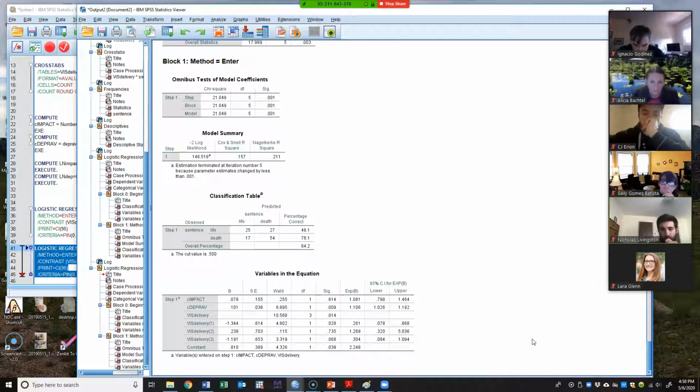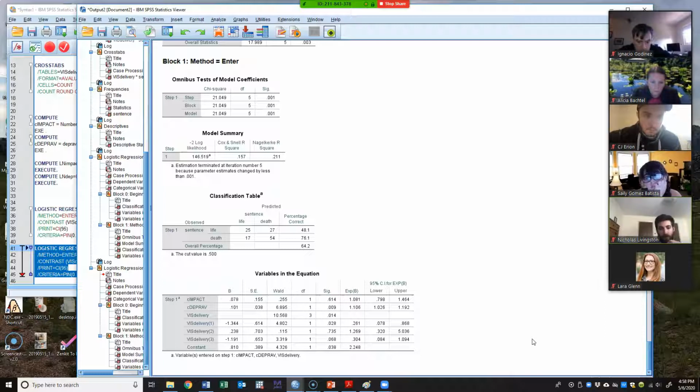Suggesting that if I deliver this in private, it actually decreases the odds of a death sentence relative to not doing anything at all, right? And if I took 0.261 and subtracted that from 1, it'll be basically about a 74% decrease in the odds of death versus life for those individuals who present in private versus those who don't present anything at all.